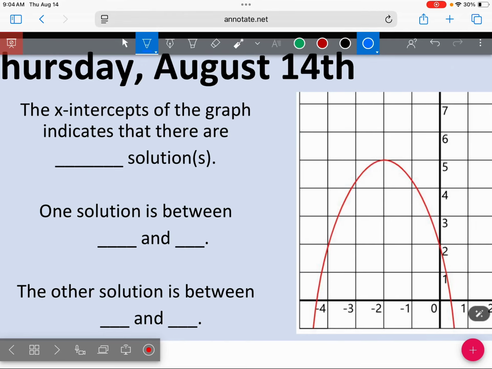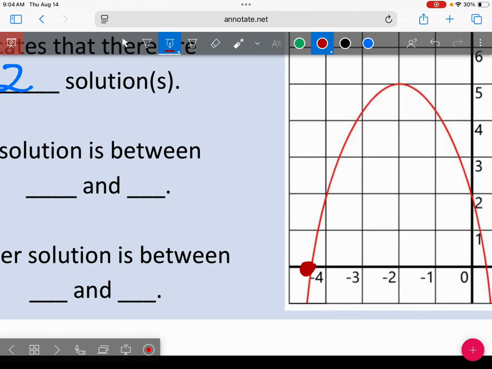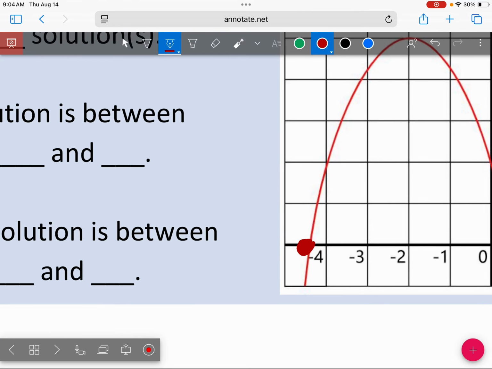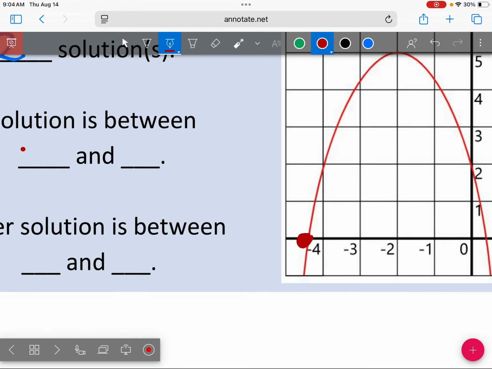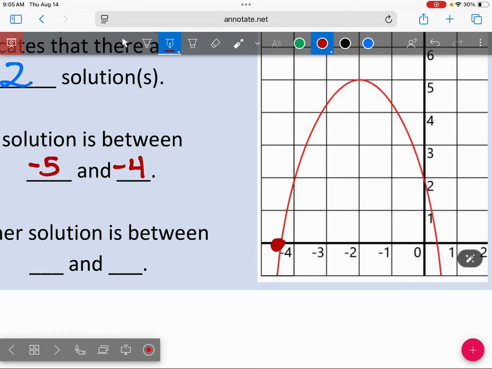Sometimes your answer is not a whole number, it's a decimal. So what this means is that these answers are decimals. I already heard you all say that there are 2 x-intercepts, which I agree with. Our first one is here. And what numbers does that fall between? -5 and -4. There's an invisible -5 at the edge that just got cut off.